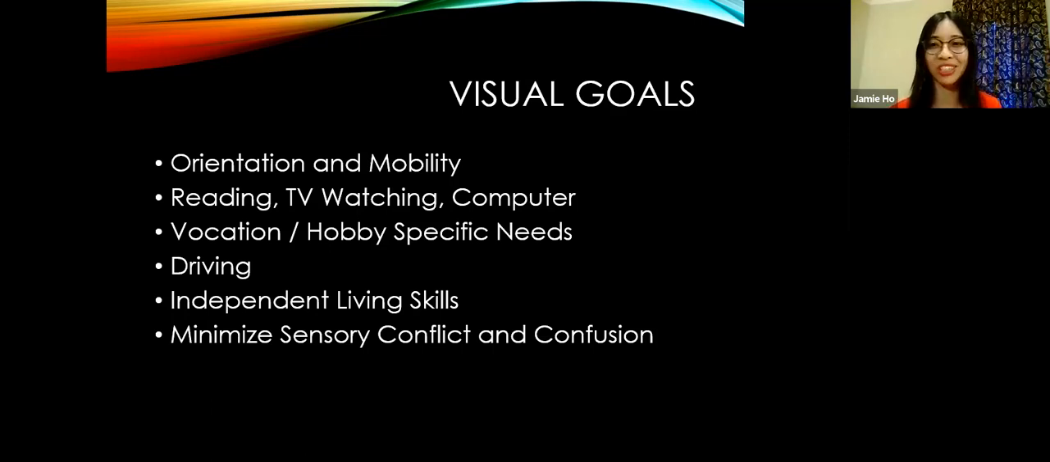And sure enough, I told him, okay, next exam, bring in what you need. And lo and behold, he surprised me. He pulled out from a garbage bag a huge panel that was embroidered with really beautiful, intricate flowers. That is a specific visual goal, and it requires a specific work distance for the patient to comfortably do it, so we have to measure that work distance. Driving is another common visual goal, as are independent living skills, and minimizing sensory conflict and confusion.